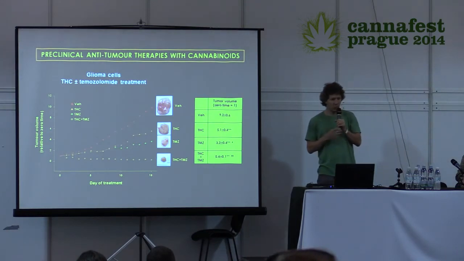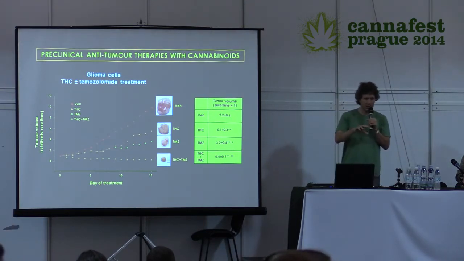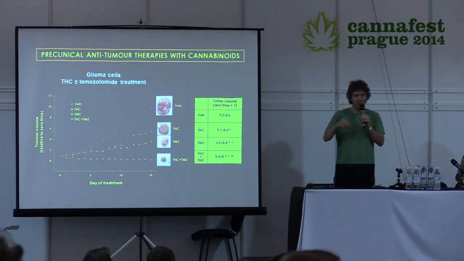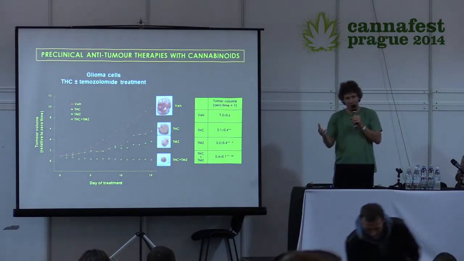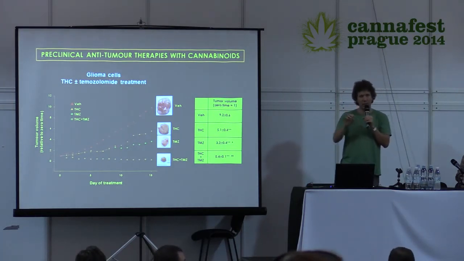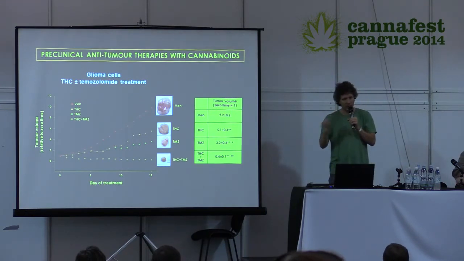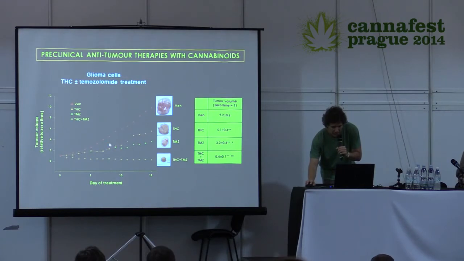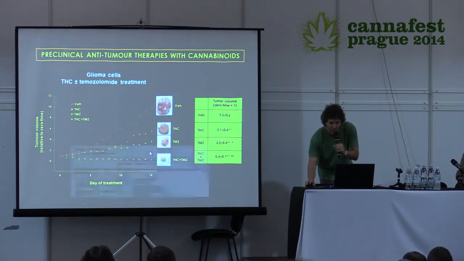So if we want to go to the clinics with cannabinoids for brain tumors, it's very likely that cannabinoids per se can have some effect, but most likely if we combine THC with another drug, with a conventional chemotherapy, we will have a much, much better effect than either exerted by THC alone or by temozolomide alone.